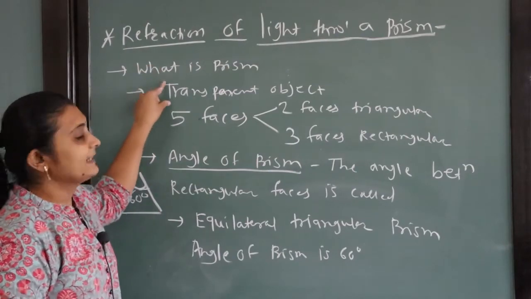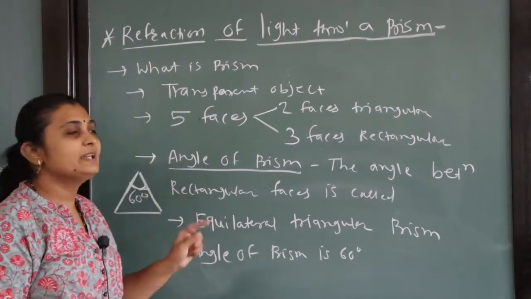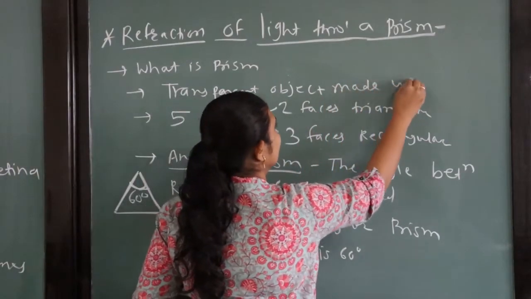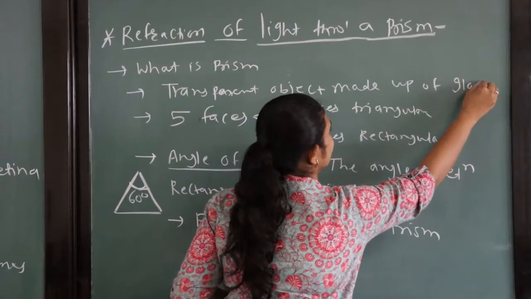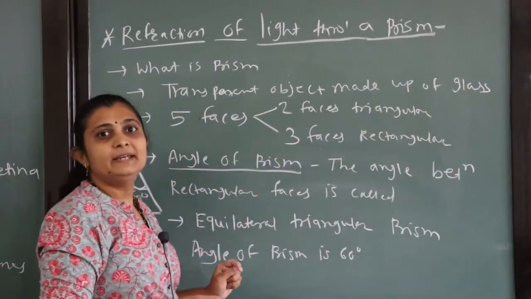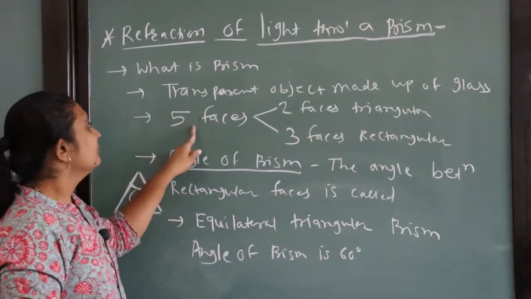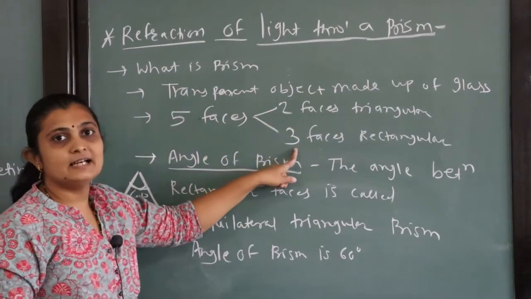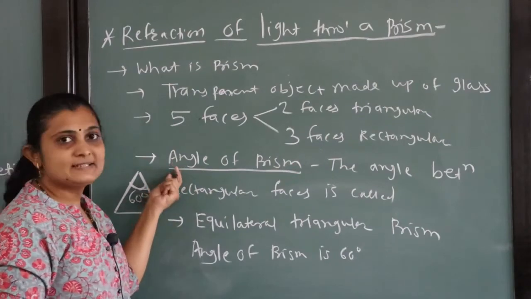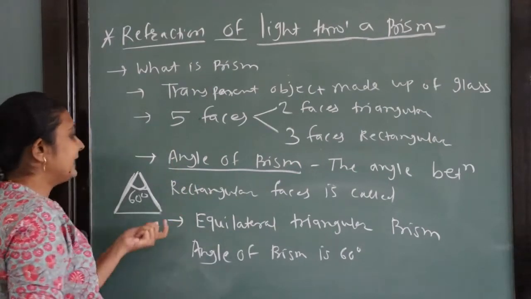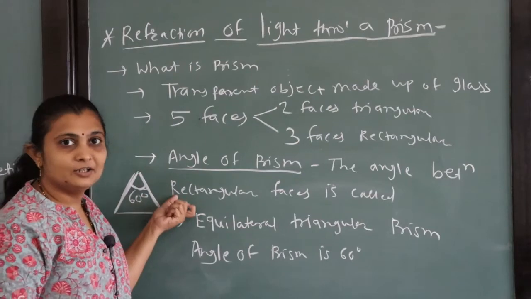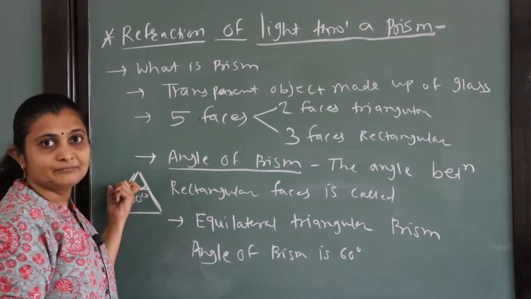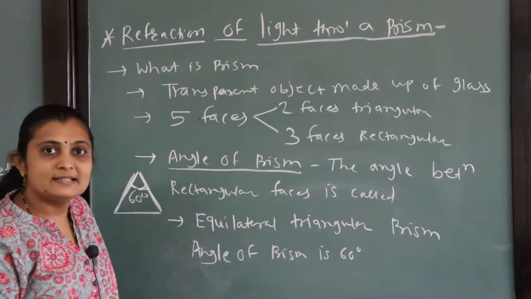This is all about the prism. What is a prism? It is a transparent object made up of glass. So, there will be refraction. Now, total 5 faces are there, 2 faces triangular and 3 faces rectangular. Angle of prism means the angle between two rectangular surfaces. If the prism is made up of an equilateral shape, then the angle of prism is 60 degrees.